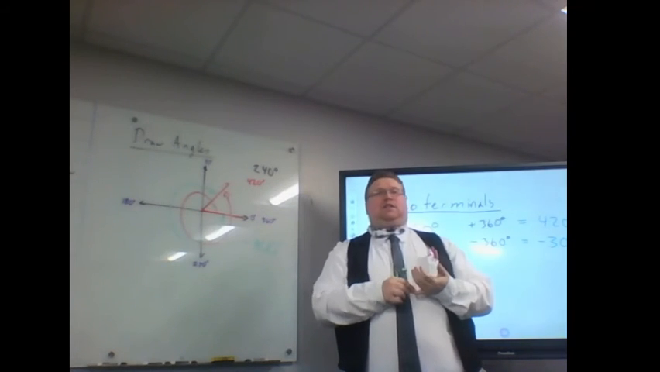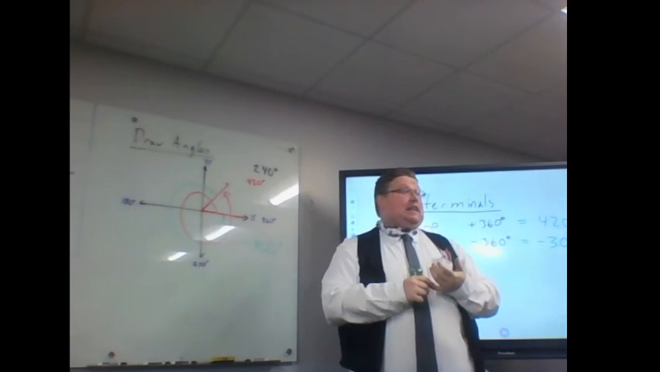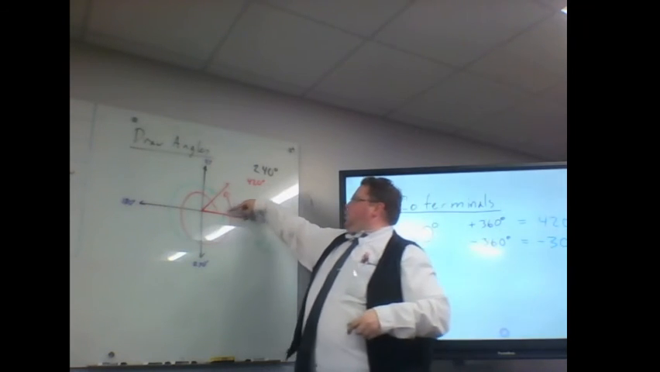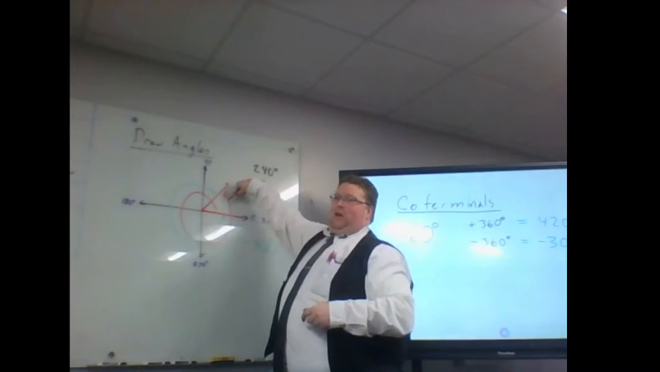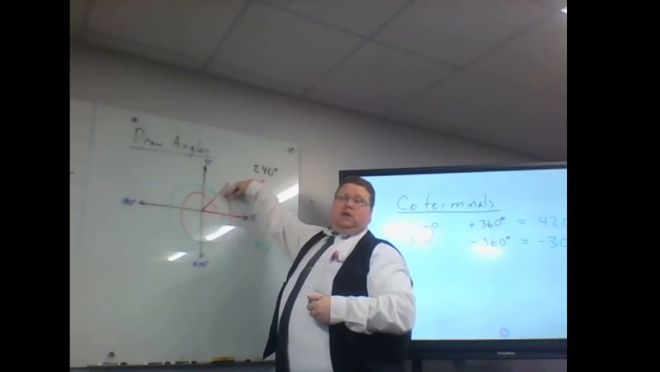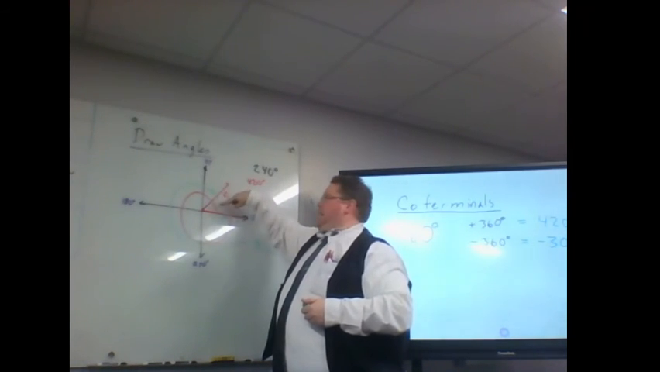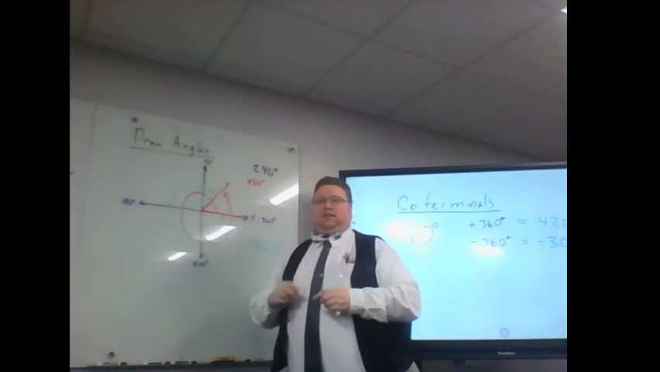420 is the same as 60. The question is, how do you get there? Do you get there directly? Well, that'd be 60 degrees. Do you get there by going one rotation and a little farther? That's 420. If I want to go the other way, negative 300, I have to go back around the other direction to get to 60.